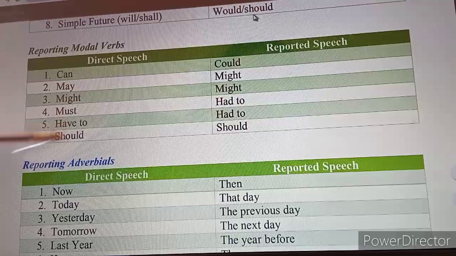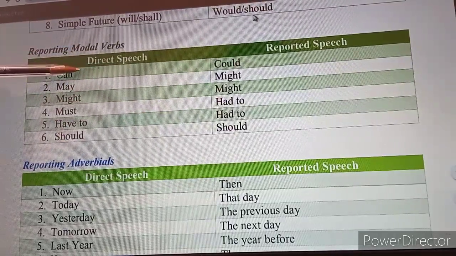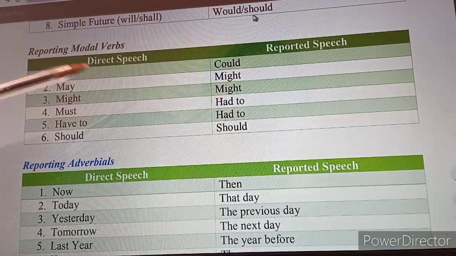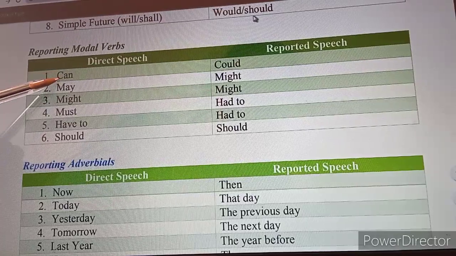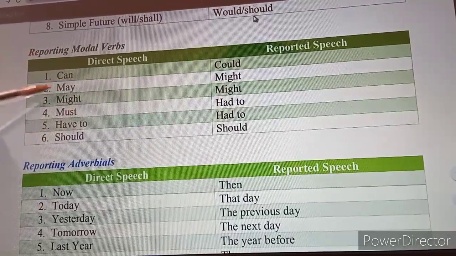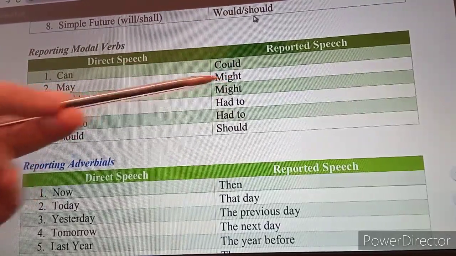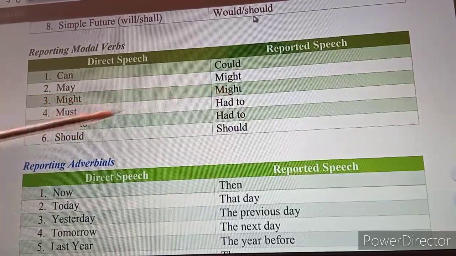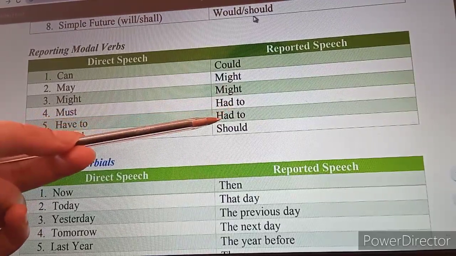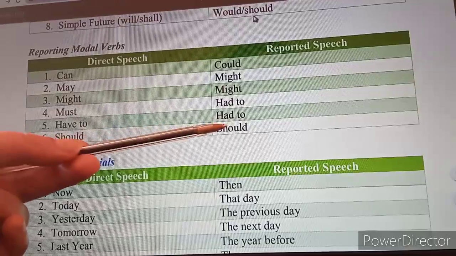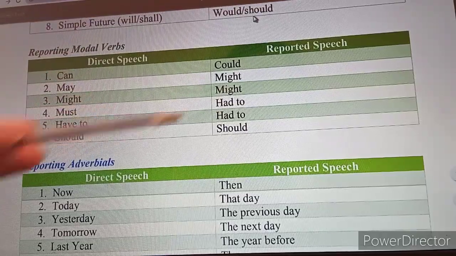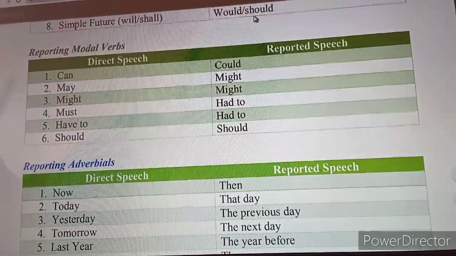And now let's see the changes of the reporting modal verbs. So these are modals. Let's study the modals in direct speech and the change to reported speech. Can becomes could. May becomes might. Might stays might. Must becomes had to. Have to becomes had to. Should stays should. You should read this by heart. Clear?